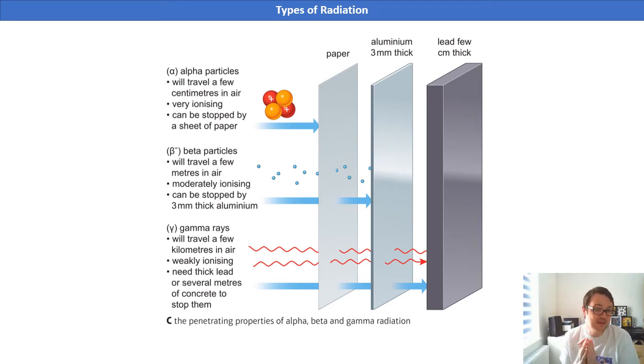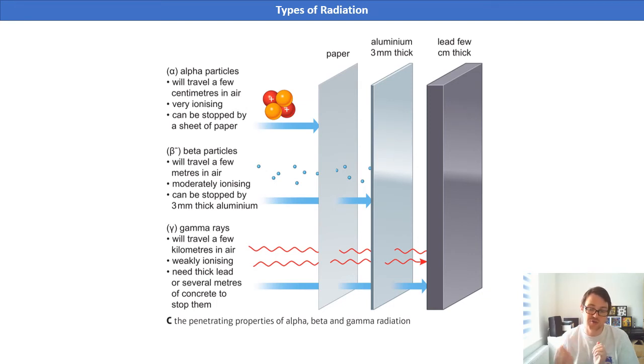Beta particles are going to travel a few meters in air. They are moderately ionizing, but they can also be stopped by 3 millimeters of thick aluminium. So just having that metal there means that the beta particles are being absorbed into the sea of delocalized electrons, which is what you might have learnt about in your chemistry lessons. And finally, gamma rays can travel a few kilometers in the air. They're very weakly ionizing because remember they have no charge, and they will need several meters of concrete to stop them, or some thick lead. So again, if you want to detect gamma rays, you're going to have to check with nothing and then check with a piece of lead between.